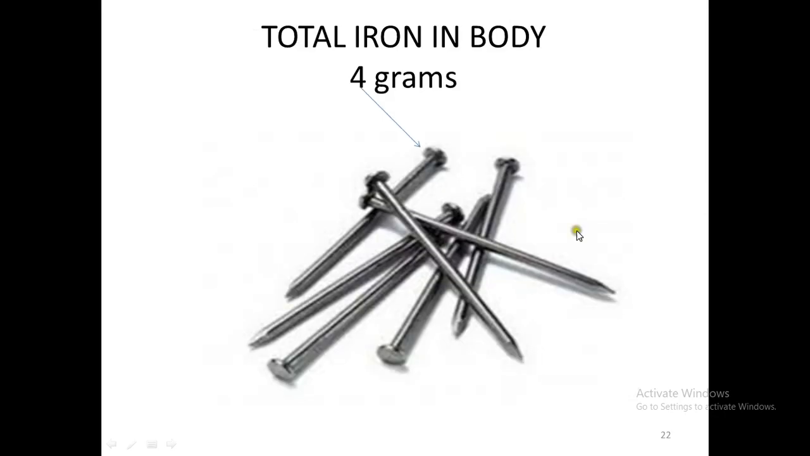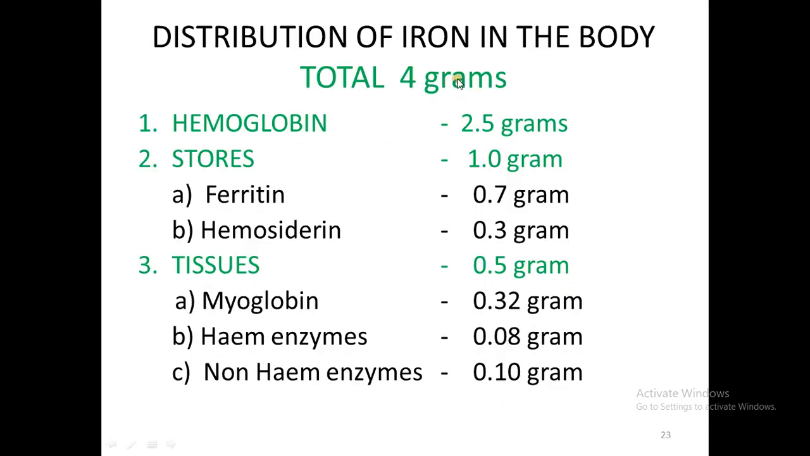Total amount of iron in the human body is only 4 grams. That's it, which is enough to make only one iron nail. That's the total amount of iron we have in our entire body. How is this 4 grams distributed? 2.5 grams is found in our hemoglobin, and the rest, 1 gram, is found in stores which are present in the body, and half a gram is found in the tissues.